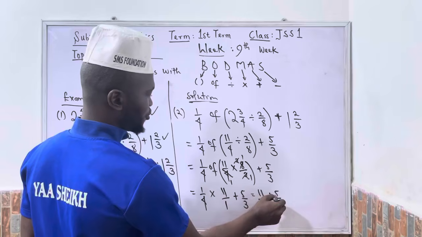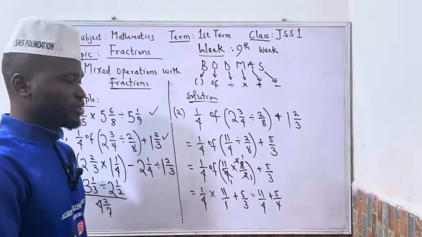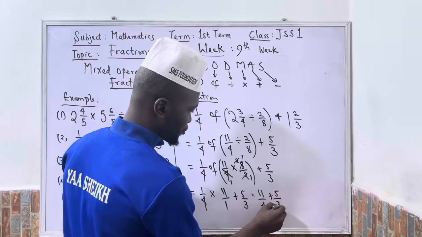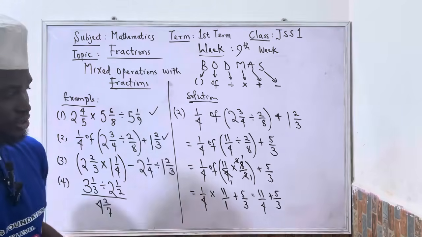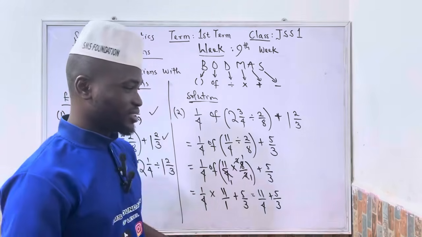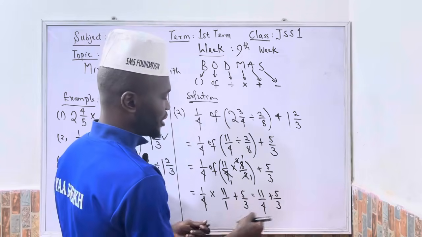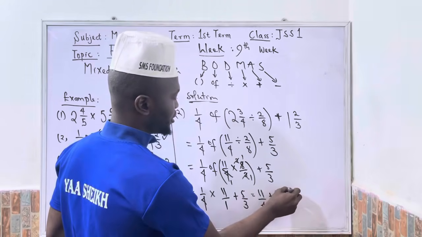Plus 5 over 3. Sorry, 5 over 3, not 5 over 4. So you remember the addition method. I have taught you a simple method. Just do 3 times 3, 3 times 11. That will give you 33.